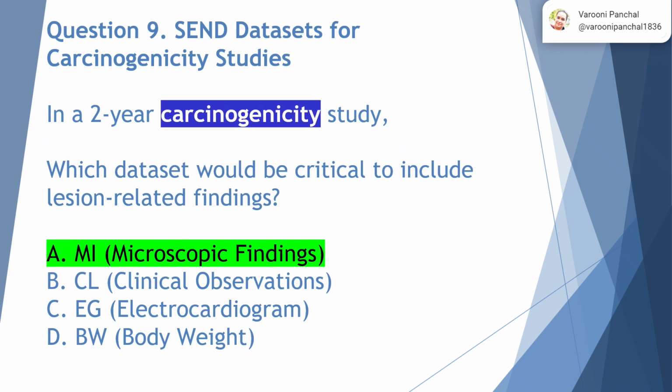Question 9. SEND datasets for carcinogenicity studies. In a 2-year carcinogenicity study, which dataset would be critical to include lesion-related findings? So the correct answer here is option A, which is microscopic findings, that deals with the carcinogenicity study. So the CL, which is not the right answer, EG is not the right answer, and body weight, that is also not the right answer.